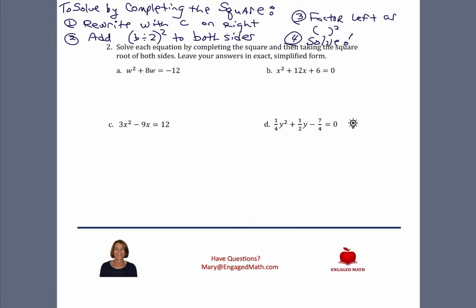Welcome to Engage Math, Lesson 32, Problem 2. So we are solving quadratic equations by a process called completing the square.